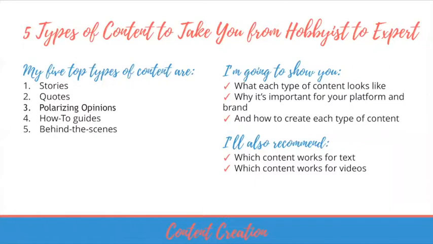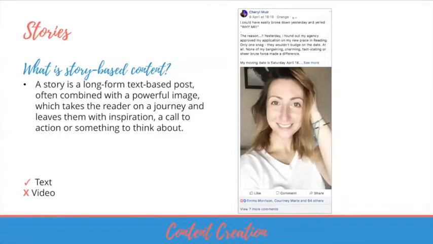So those 5 types of content are, as you might have just seen in our previous section, stories, quotes, polarizing opinions, how-to guides, and behind the scenes. I'm going to show you what each type of content looks like, why it's important for your platform and your brand, as well as, of course, how to create each type. I'm also going to recommend which content works really well for text with some images included for effect, and which works best for videos. The first type of killer content is stories.